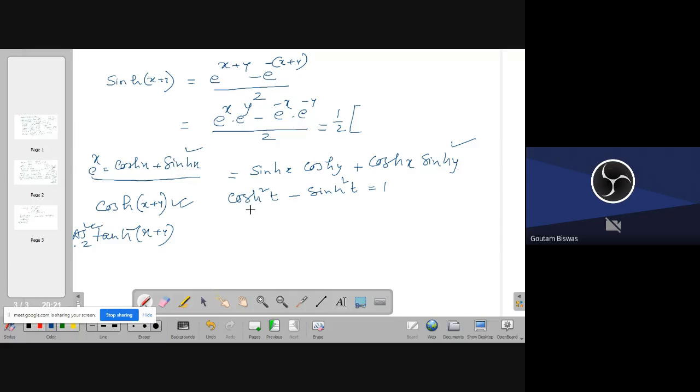Okay, just, what is cosh square t? Now (e to the power t plus e to the power minus t by 2) whole square minus (e to the power t minus e to the power minus t by 2) whole square. Okay, and you simplify it, you will get 1. Just simplify. That is very easy to do.